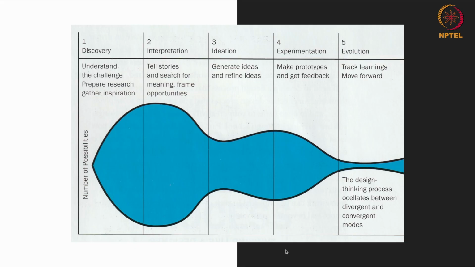Third is ideation, which is more focused on generating ideas and refining ideas. Then you go to where it again converges, right? If you see the image, it is very narrow, and then from there it expands a little, and it goes through the experimentation process, which has to do with making prototypes and getting feedback. Gradually, further, you just focus on one solution and then deliver the product or final outcome.